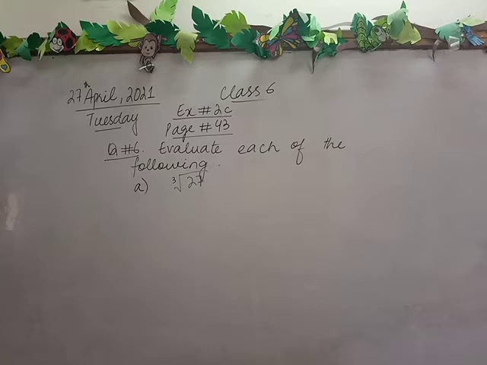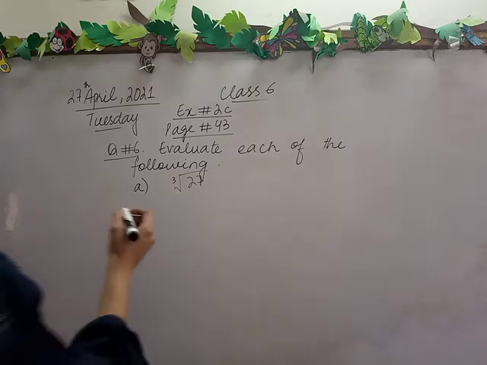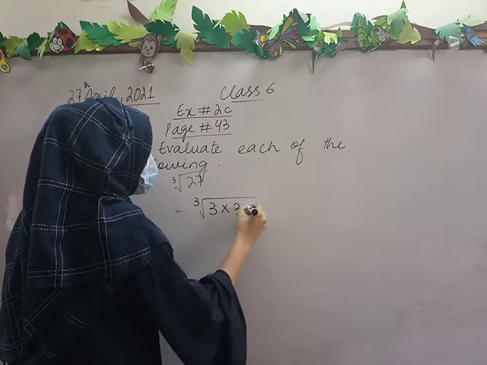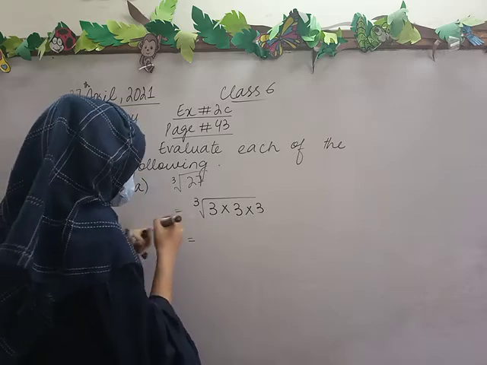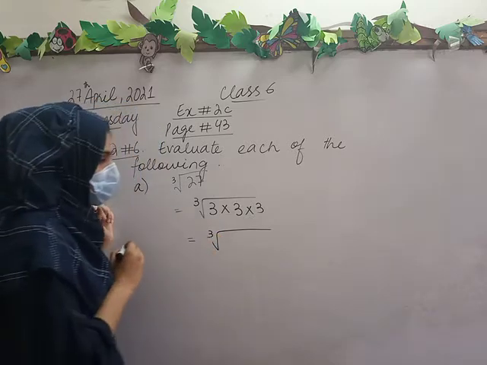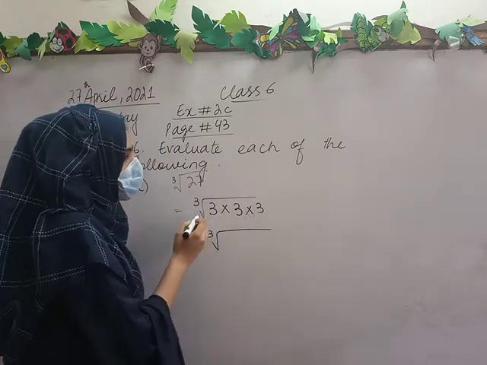Okay. So as we know, 2 cubed equals 8 and 3 cubed equals 27. How? 3 multiplied by 3 multiplied by 3, which equals 27. So we will write 3 multiplied by 3 multiplied by 3. Fine. Cube root as it is, because this is the indication of cube root.